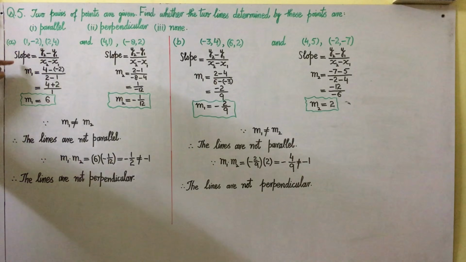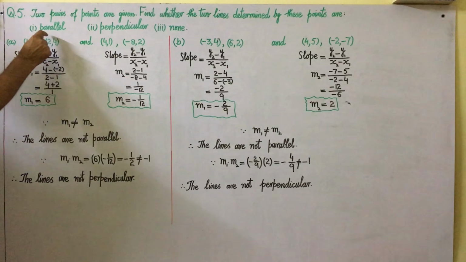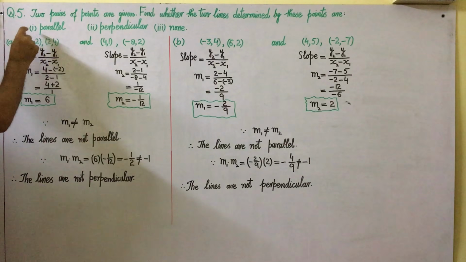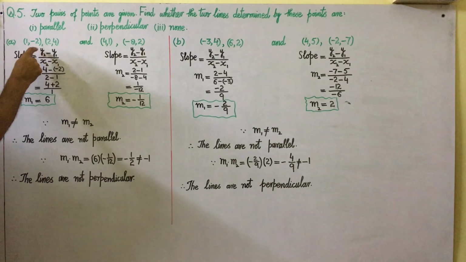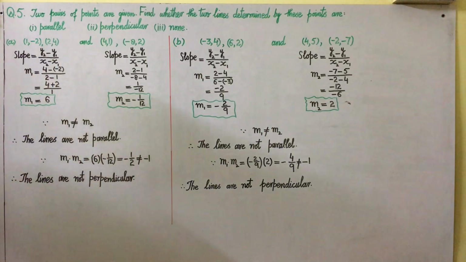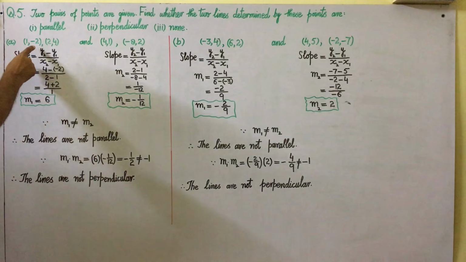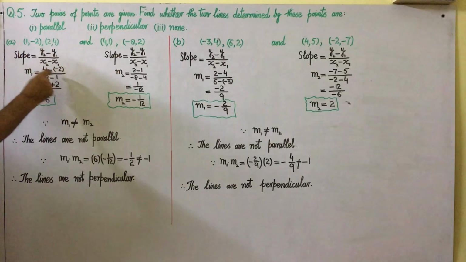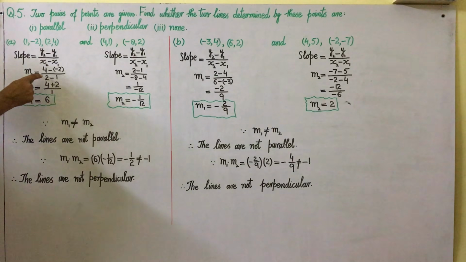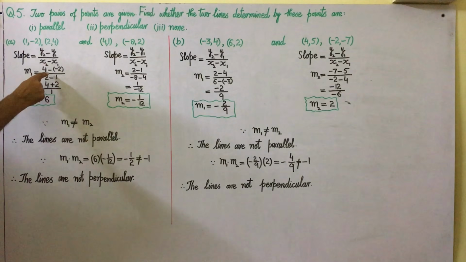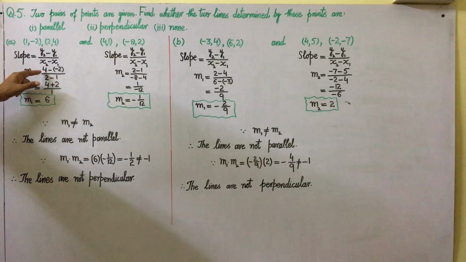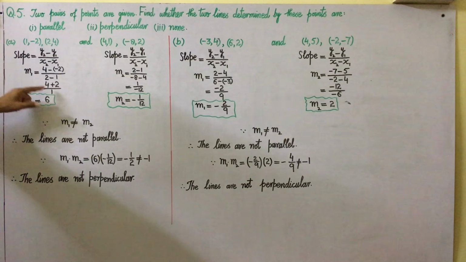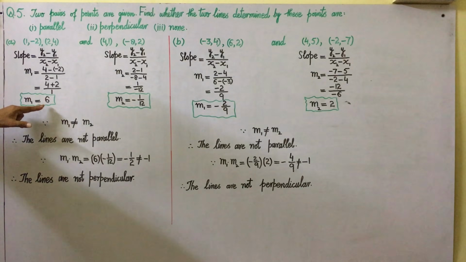Slope of the first pair. This is x2, y2, x1, y1. Slope formula y2 minus y1 over x2 minus x1. Let the slope of first pair of points be m1, y2 4 minus y1 minus 2, x2 2 minus x1 1. Minus into minus is plus. So 4 plus 2, 2 minus 1 is 1. 4 plus 2, 6 over 1 is 6.